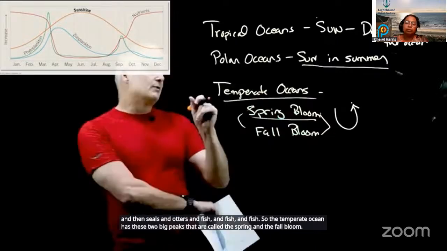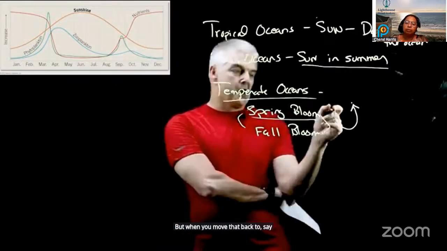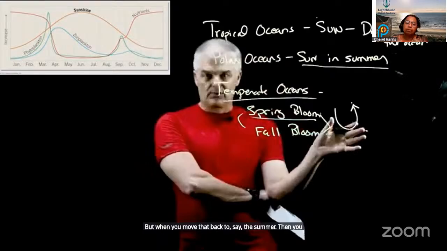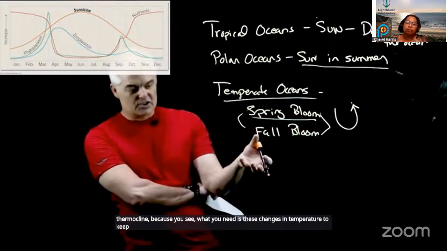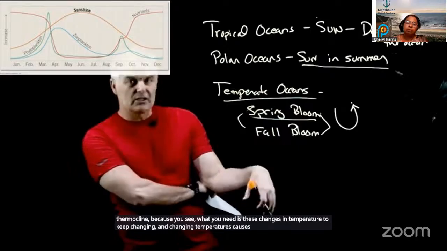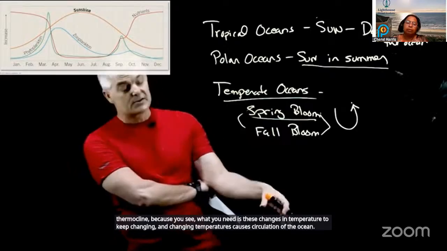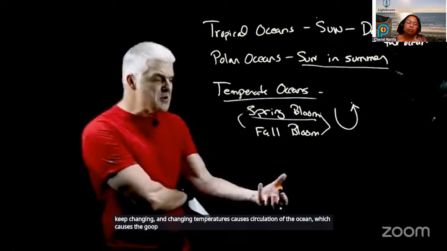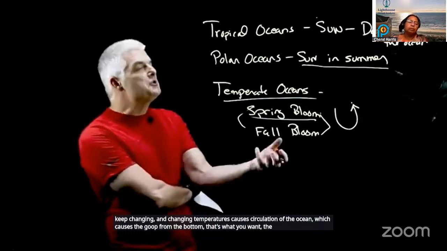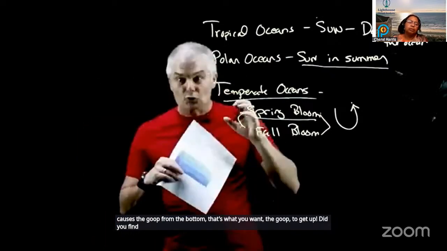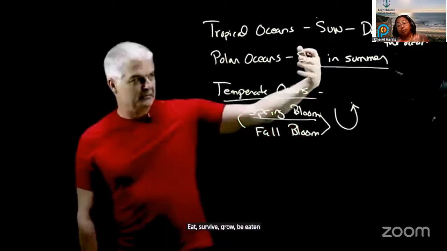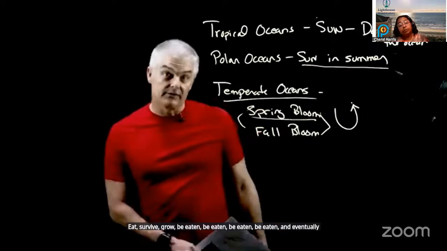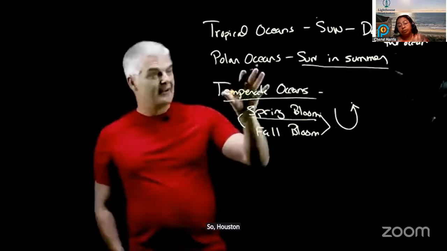But when you move back to, say, the summer, then you get a strong thermocline, because what you need is these changes in temperature to keep changing, and changing temperatures causes circulation of the ocean, which brings the goop from the bottom. That's what you want, the goop, to get up to the phytoplankton so they can eat, survive, grow, be eaten, be eaten, be eaten, and eventually a whale gets it. So, productivity, it's an interesting thing.